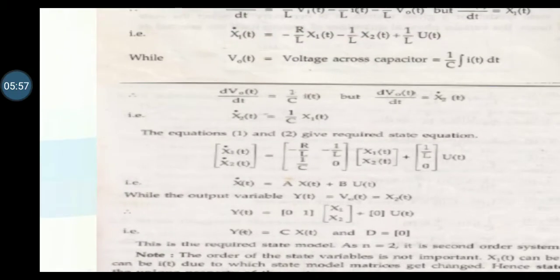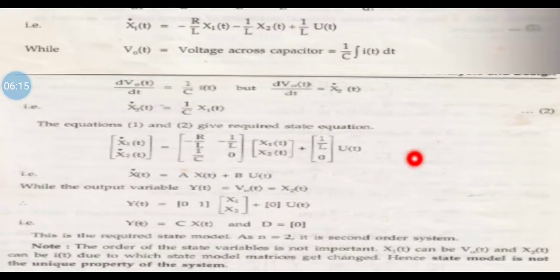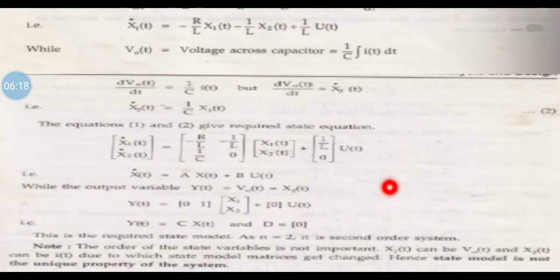Now, x dot t is equal to A x of t plus B u of t, while the output variable y of t is equal to v naught of t, which is x2 of t. Y of t is equal to 0, 1, x1, x2 plus 0 u of t. So y of t is C x of t and D is 0. So you got it? What is y of t? It is v naught of t.